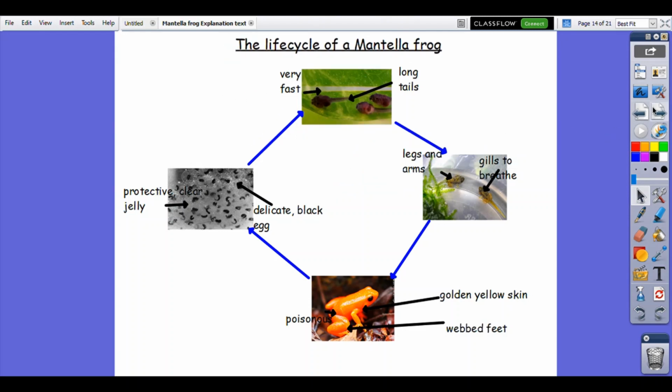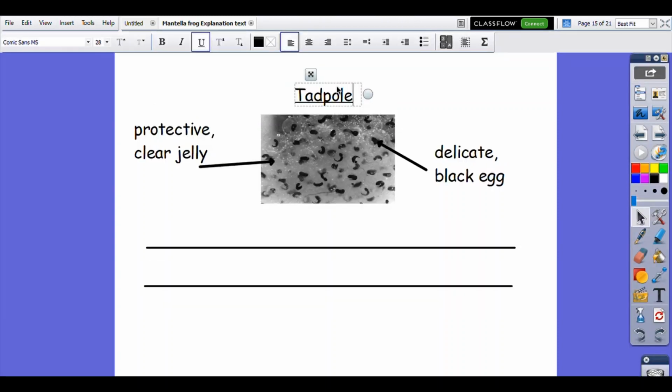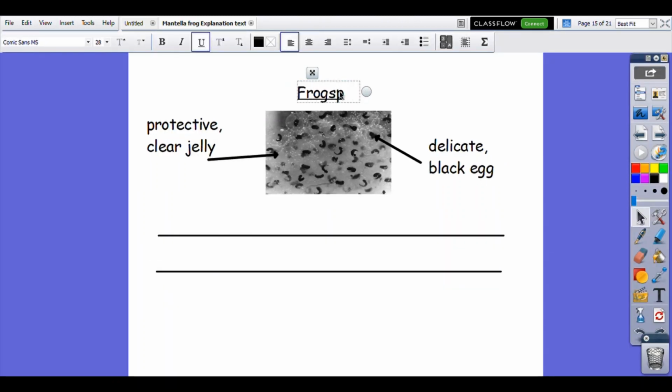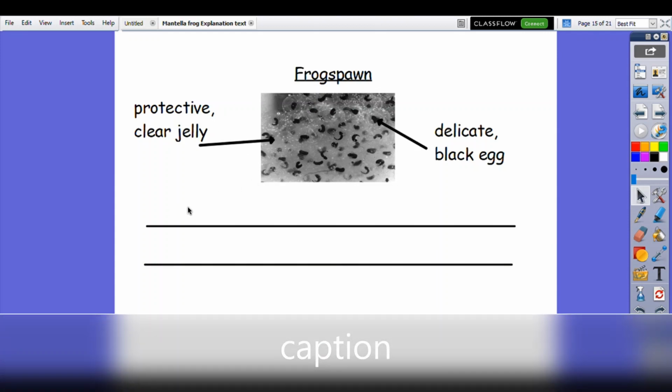Okay, your next job is to add. So this is what you've got so far for one section. So this is what I've got for my tadpole. That's a mistake. Frog spawn. Sorry about that. This is what I've got for my frog spawn. And I need to add my caption underneath.